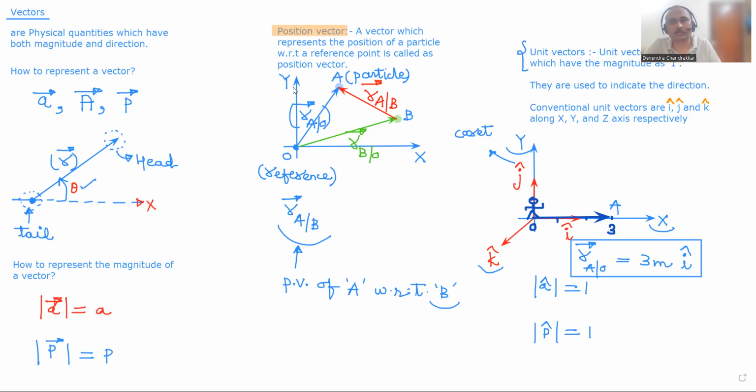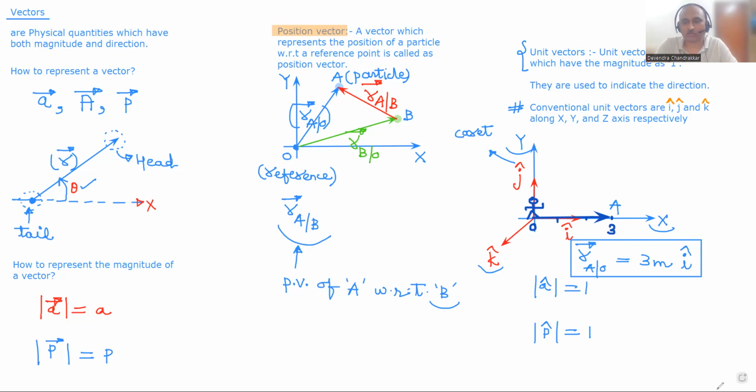And then come unit vectors. Unit vectors are vectors which have magnitude 1. By conventional unit vectors, we mean that all across the world, whenever they say i cap, we will understand that it's a unit vector along the positive x-axis. All across the world, when they say k cap, that means the vector is pointing along the positive z-axis. I hope this slide is very clear to all of you. Please say yes or no. Yes, sir.